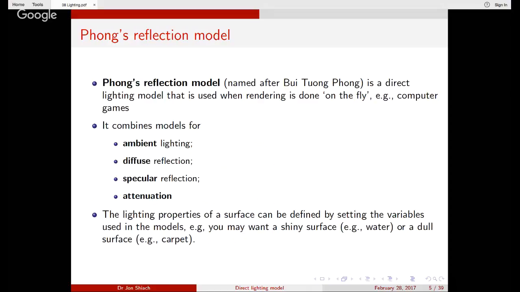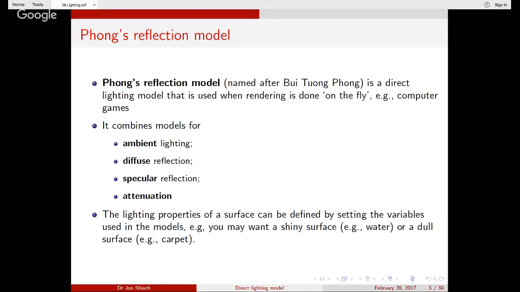What it does is there are four sub-models which are combined to give us Phong's model. So we have models for what we call ambient lighting, and don't worry, I'll be defining what each one of these means in a minute. So we have a model for ambient lighting, a model for what we call diffuse reflection, a model for specular reflection, and finally an attenuation. Don't worry, I'll explain what each of these means.